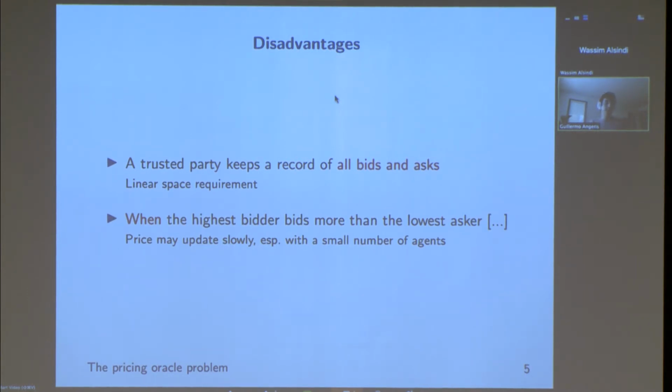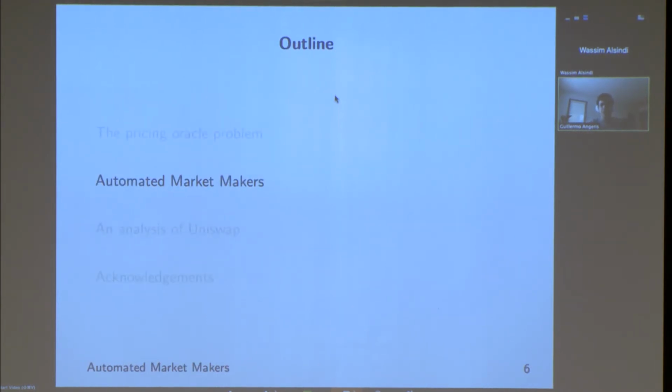And then the second thing that we sweep casually under the rug is, when the highest bidder bids more than the lowest asker, that usually means that the price often updates slowly. Especially in many cases when there aren't a lot of agents trading, when agents can't necessarily agree on a given market price. So there's this kind of crazy idea that came up.